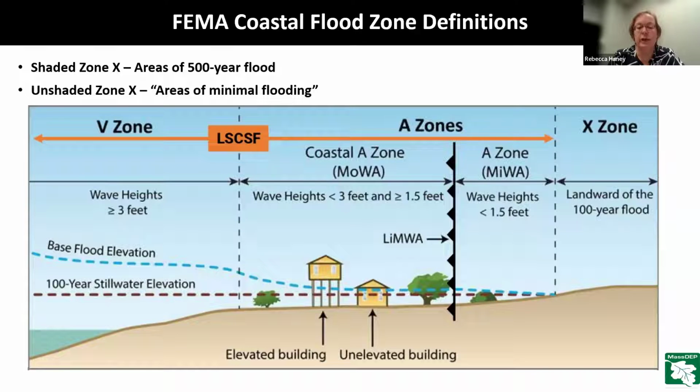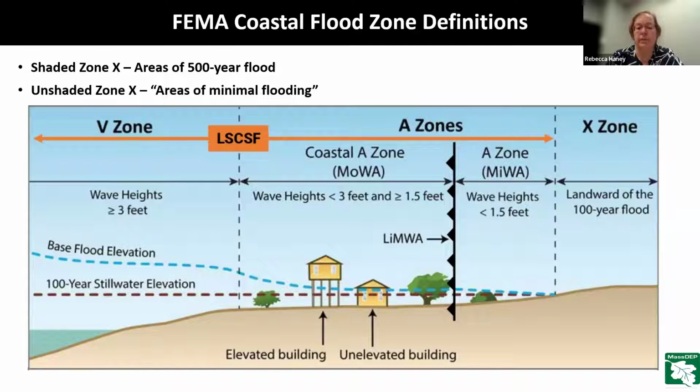Then you have your coastal A zone or MoWA area. It's not going to say coastal A or MoWA on the FEMA flood map, but what you will see is that black line with the triangles, that is the LiMWA. That is what is on the flood maps to show you the boundary of the MoWA and the LiMWA. And then landward of the A zones is the X zone, which is outside of the 100-year flood zone or 1% chance flood area.